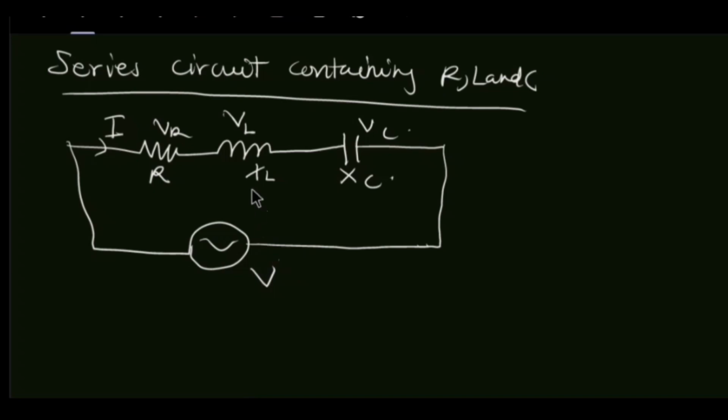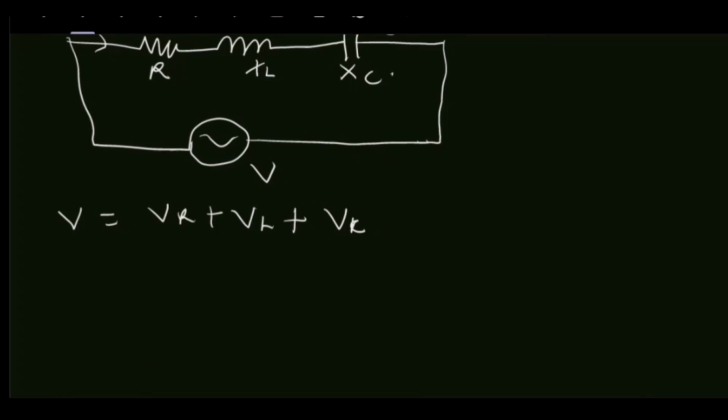In our previous lessons, we've learned series circuits containing R and L, then containing R and C. So it is time for us to learn the combination of all the three elements. We know that from Kirchhoff's voltage law, our total voltage V is equal to the voltage drop VR plus the voltage drop VL plus the voltage drop VC. At this point, let's draw our phasor diagram and see how we can find our total impedance.